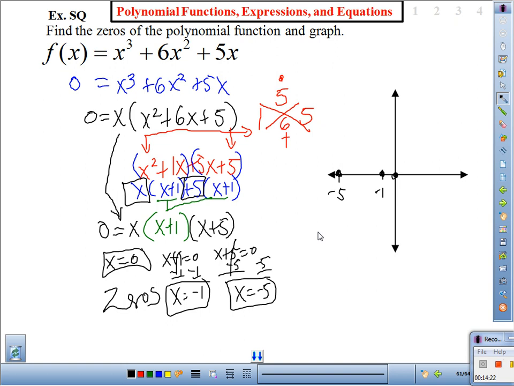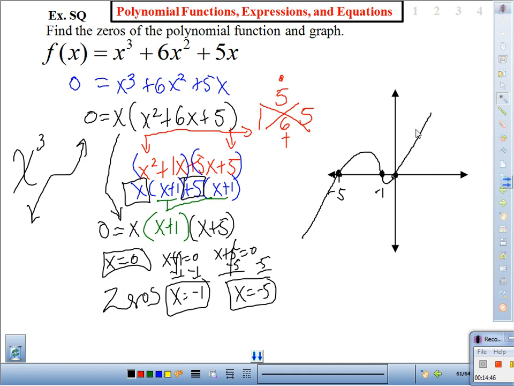Now, let's think of how this looks. This is a cubic, which means it goes something like this, yes? Starts down here, ends over there, but we have to go through each point from left to right. So if we start down here, what's the first point we're going to go through? Negative 5, and then negative 1, and then 0, and we're done. Is it making sense now? Everything that we've done in the first semester, it's starting to connect.